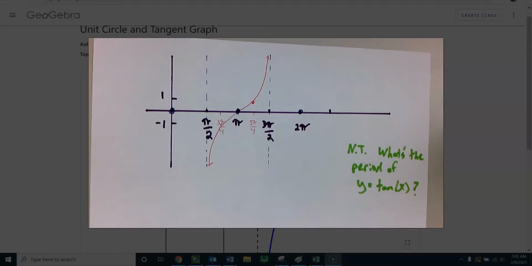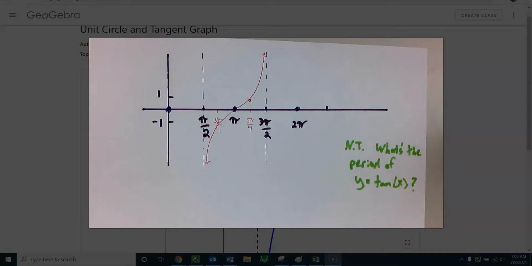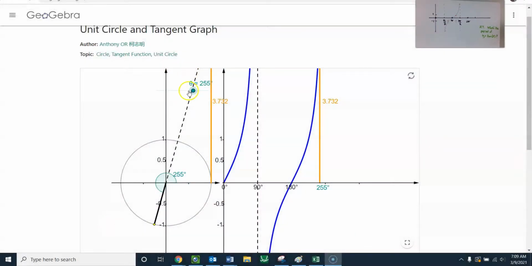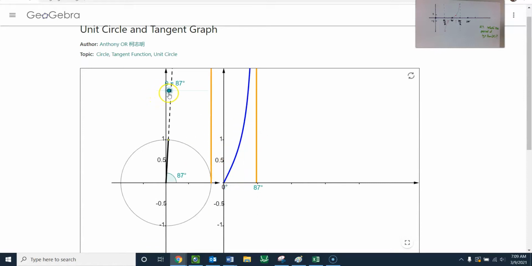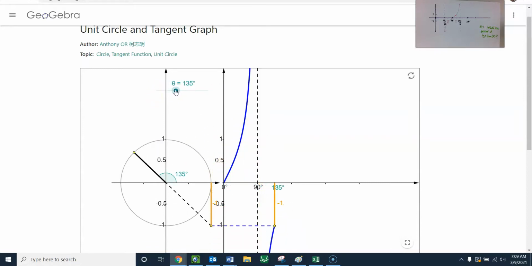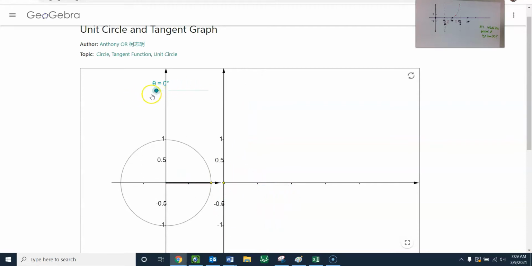This says neighbor talk. What is the period of y equals tangent x? How long does it take until it repeats itself? So I can go back to that GeoGebra thing. We went halfway around the circle. Right now it's at an inflection point on its way up. On its way up, it blows up, starts over in negatives until it gets to an inflection point. There, stop. And now it's at an inflection point on its way up again. This is one period of tangent, and tangent repeats itself every pi units.